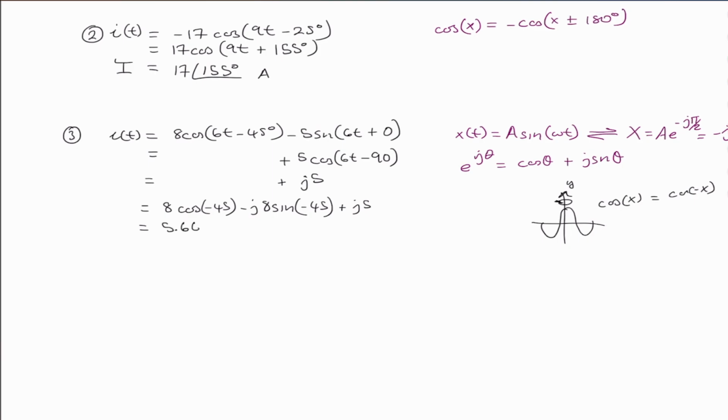5.66, well, let's just round that to 3 decimal places. So that would be 5.657. You factor out a j, it's going to be a plus. So that would be 5 minus 5.657. That's going to equal, sorry, my bad, that's going to equal negative 0.657. So that's negative 0.657. And here we have that in rectangular form.